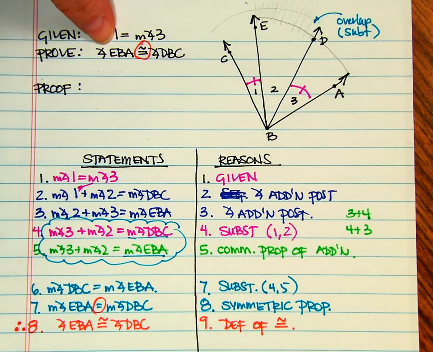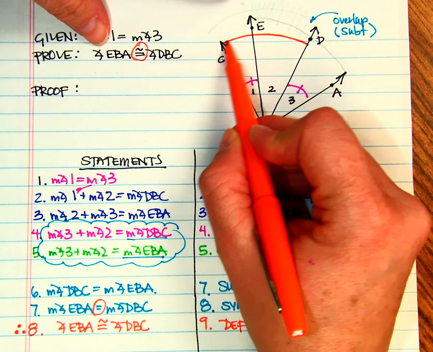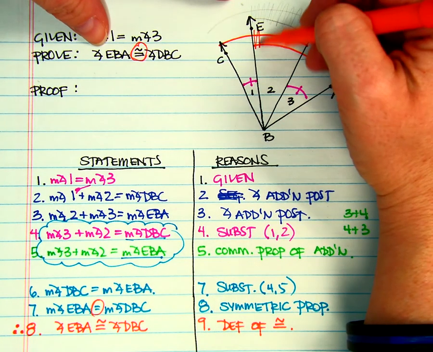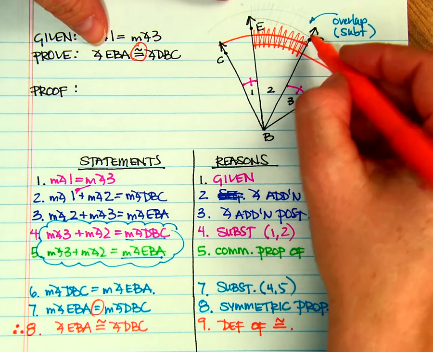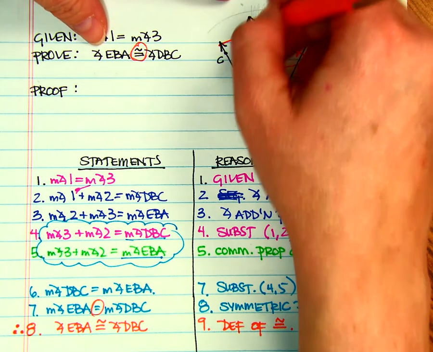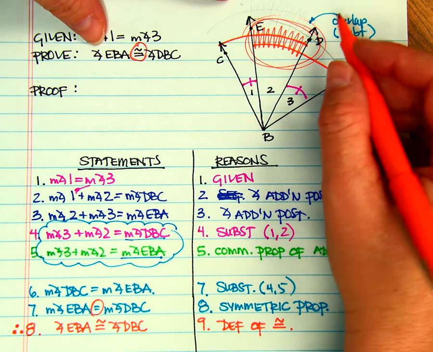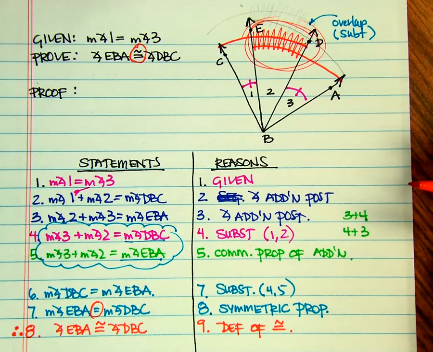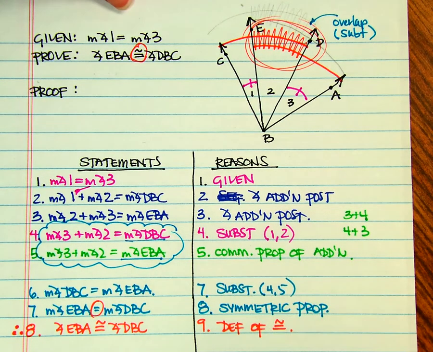So kind of going back, if you have this piece and this piece, so in other words, we have this overlap, and this is the same thing for segments or for angles, you're going to end up having to subtract those from each side, or going to have to use some substitution of some sort to get these two statements together. Okay?